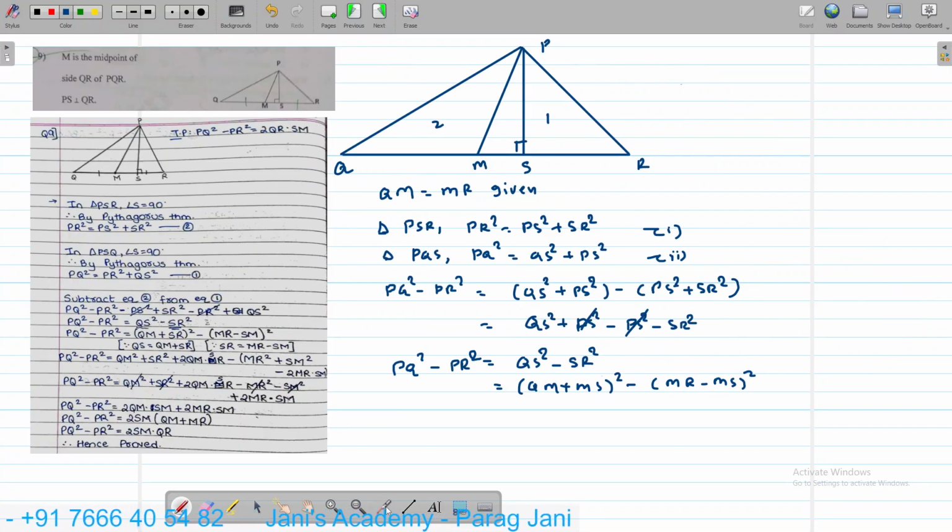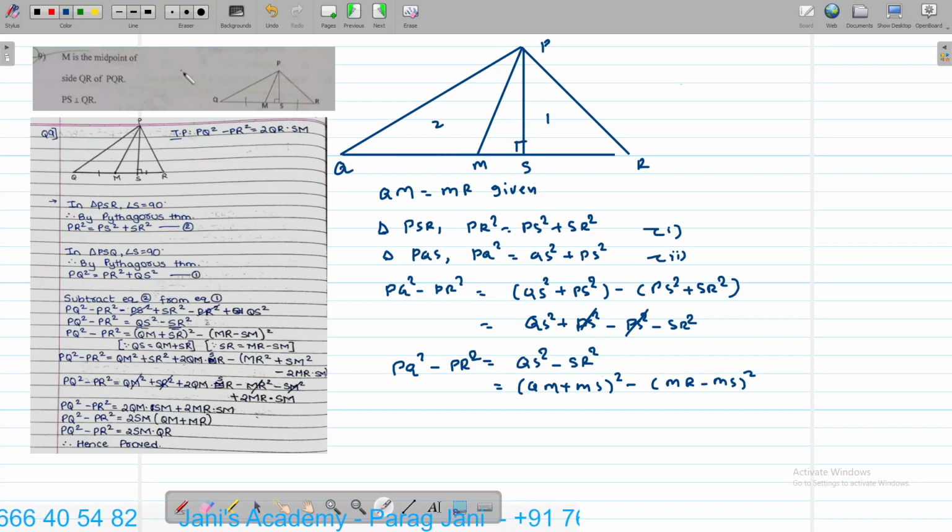Okay, question number 9. Here they have given M is a midpoint, and PS is perpendicular to QR. Now you have to prove PQ square minus PR square is equal to 2 QR dot SM. Since M is a midpoint, QM is equal to MR. Take triangle 1. Here PR square is equal to PS square plus SR square. Second triangle, PQ square is equal to QS square plus PS square.